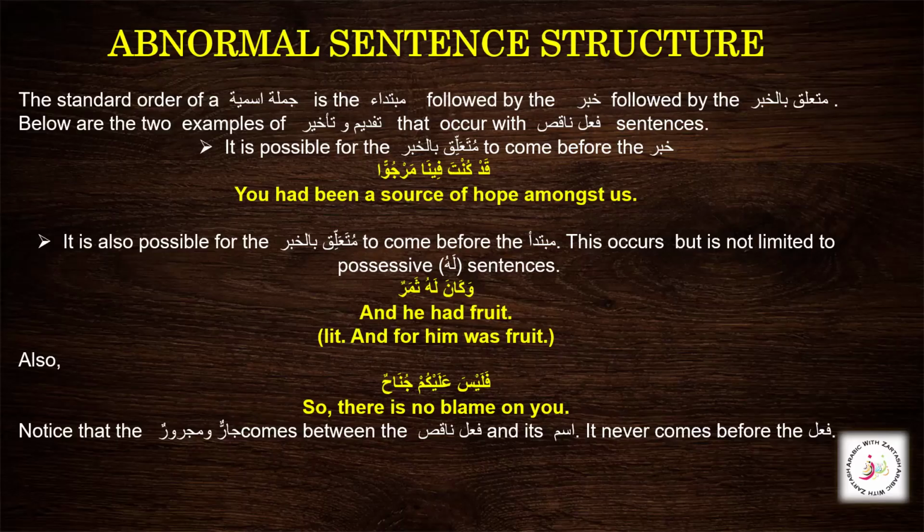See this example, qad kunta fina marjuwan. You had been a source of hope amongst us. So this word marjuwan, it is the one in whom hope was placed, from the root letters ra, jim, and waw. Marjuwan, so the one in whom hope was placed. So this is qad kunta fina marjuwan.